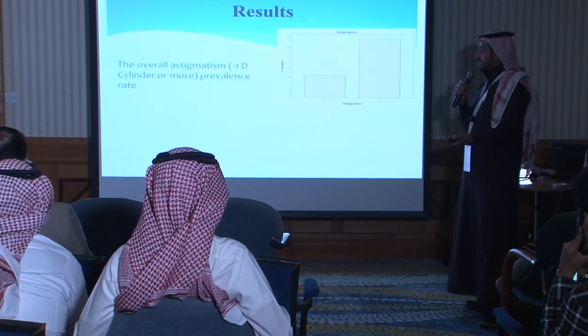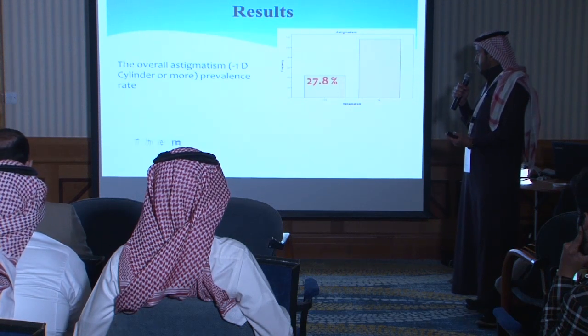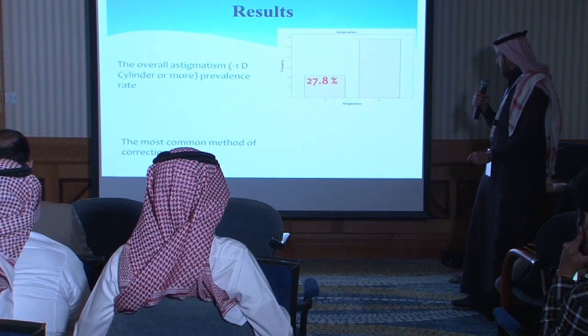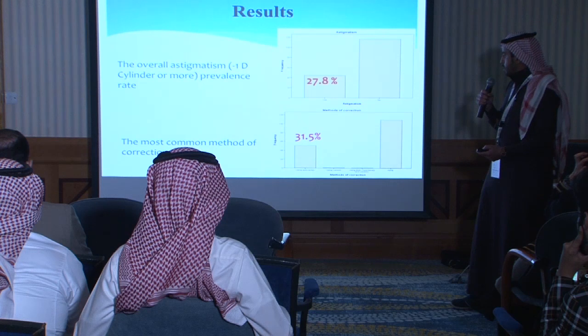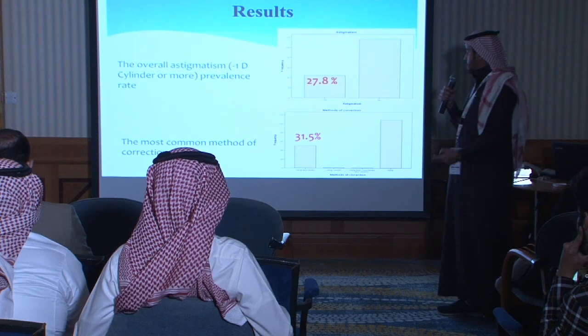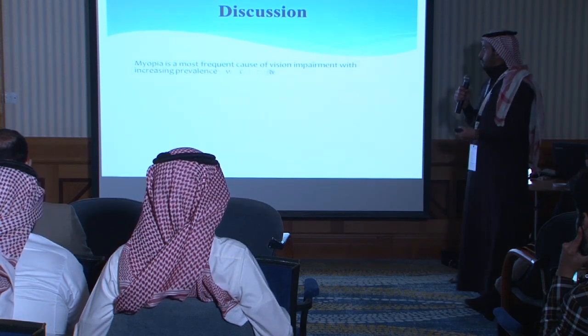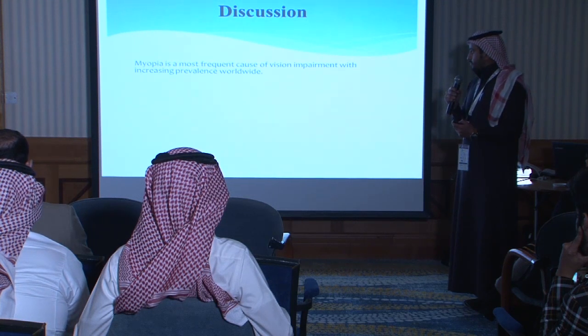The overall astigmatism was 27.8%, and the most common correction method used was spectacles, at 31.5%, and contact lenses were 0.6%. Myopia is the most frequent cause of vision impairment, with increasing prevalence worldwide.